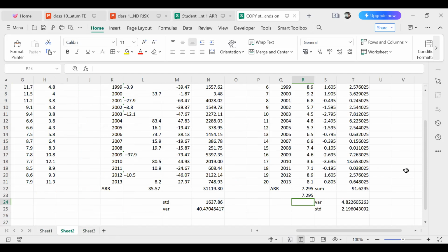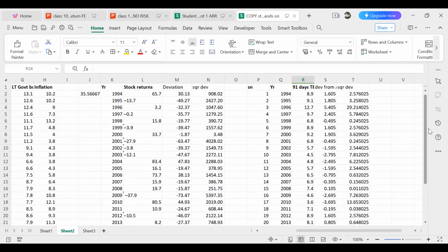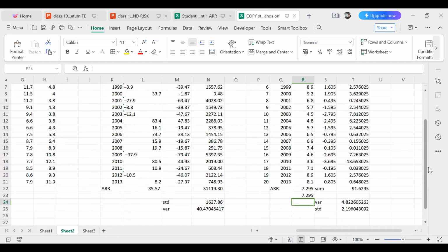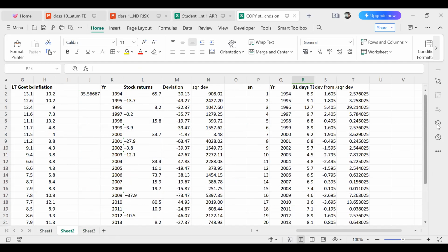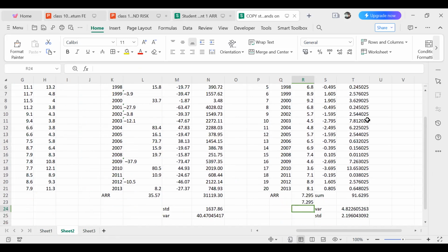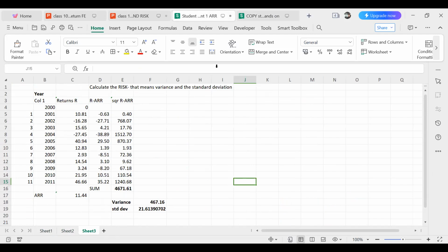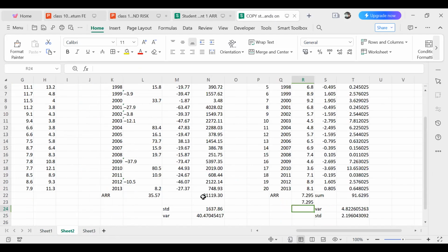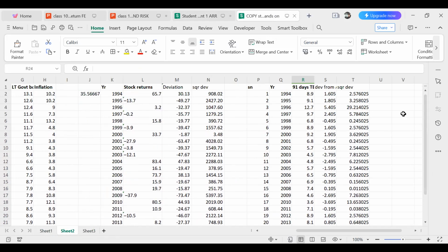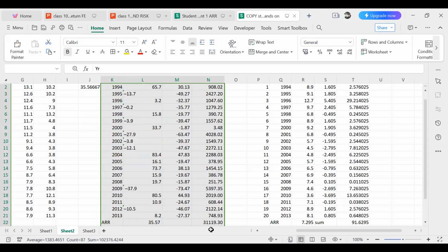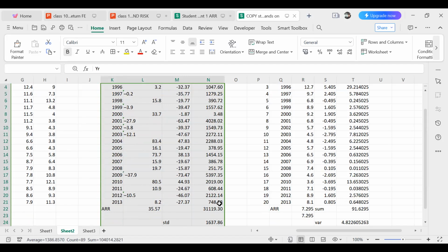No, Nikhil. For the first one, it is 35.57 only. Okay, ma'am. For the first one, it is 35.57. It's the correct one. Then you take the deviation. And then you square it, when you are squaring the deviation.